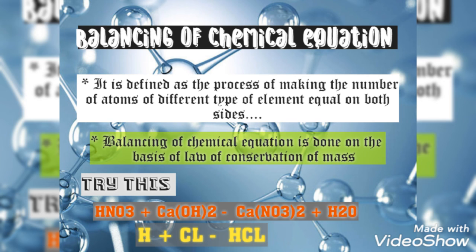In the reactants, oxygen atoms are 8 and in product it's 7. Now we'll put 2 in front of the water molecule. We will put 2 in front of H2O. The equation then becomes 2HNO3 plus Ca(OH)2 gives Ca(NO3)2 plus 2H2O. Now we will check: the calcium atom is 1, so it is balanced. Hydrogen is balanced, nitrogen is balanced, oxygen is balanced and calcium is also balanced. This equation is now balanced.